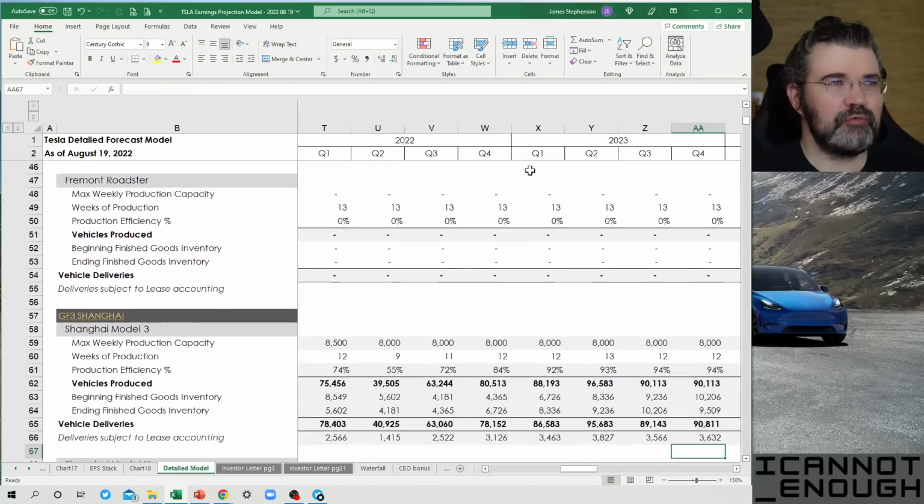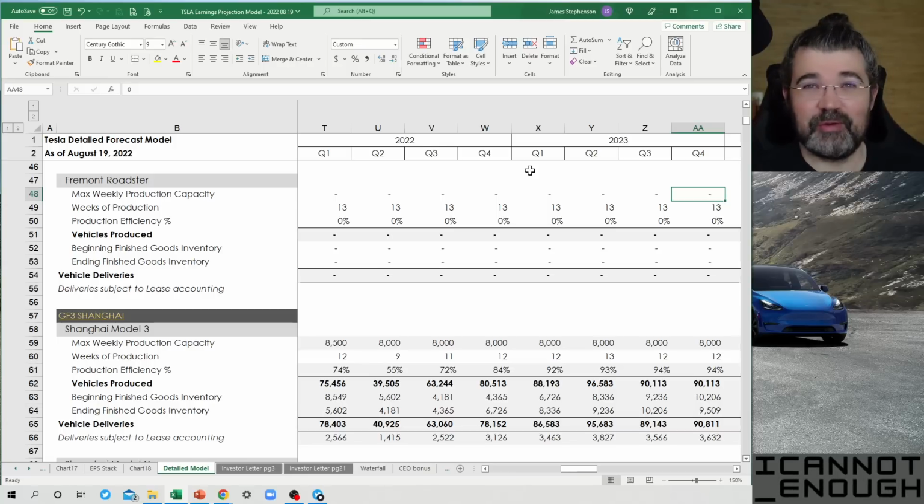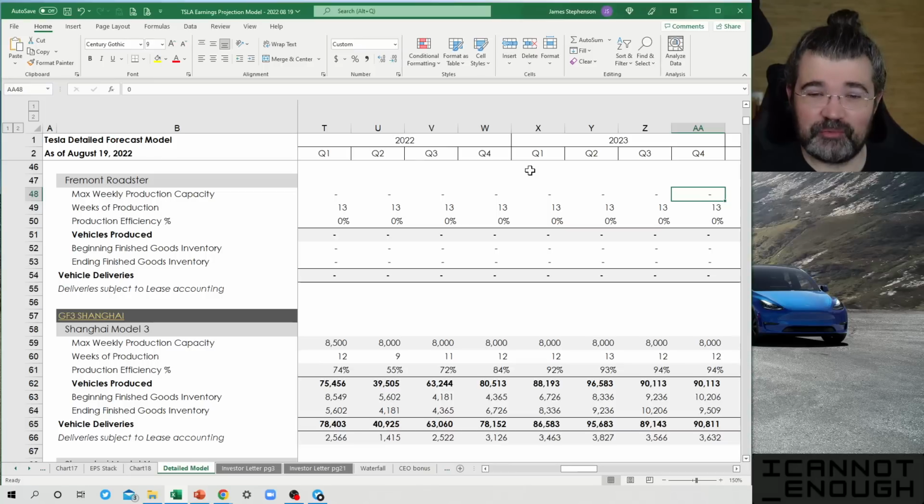Then for the Fremont Roadster, we're not going to see any in 22 or 23. That's what Elon has said, is that we're not going to see it in 23. So that's my expectation as well.